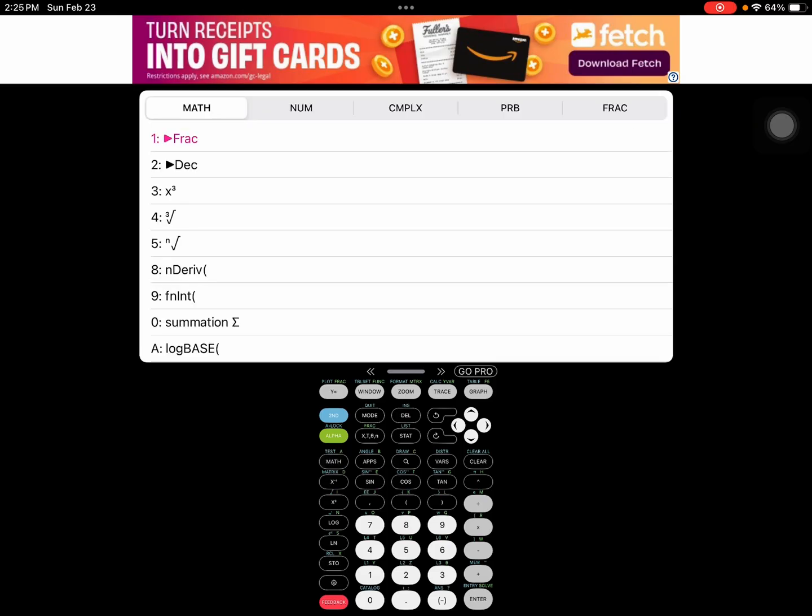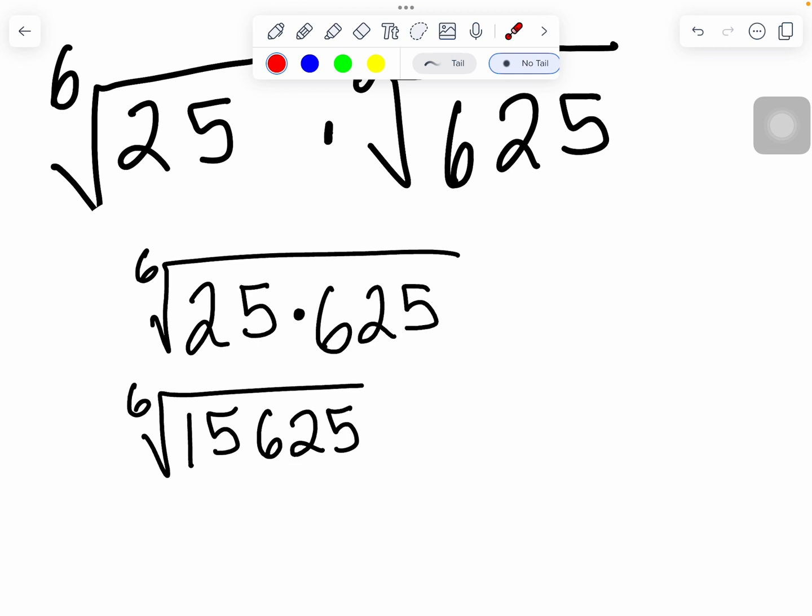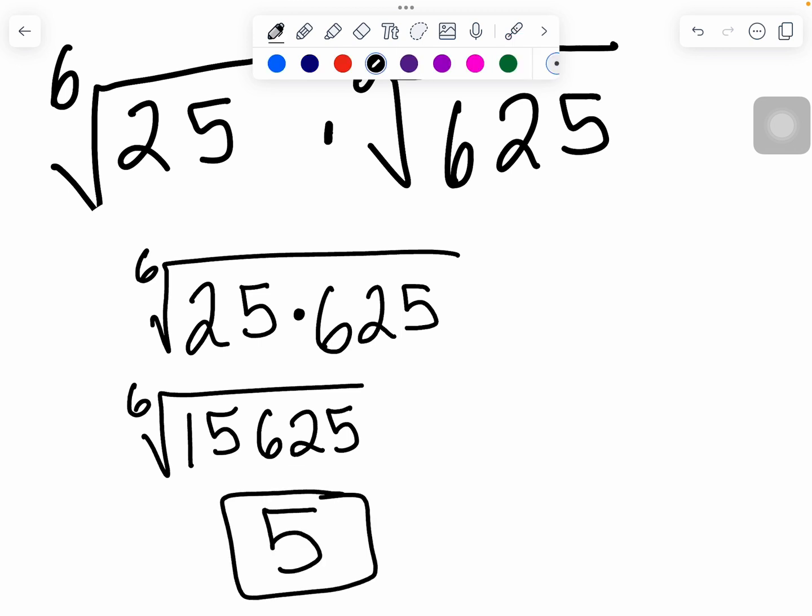So I'm going to go to math and scroll down to my fifth option because I have a different type of root. So I have the sixth root of 15,625, and it is a really nice number. It is just 5. Again, if you wanted to, you could break this down doing the method that we've been talking about, but I prefer the calculator because one, it's easier, and two, it's less steps, and you all know that I am somewhat lazy. So I'm going to leave it like that because 5 is a very nice number.